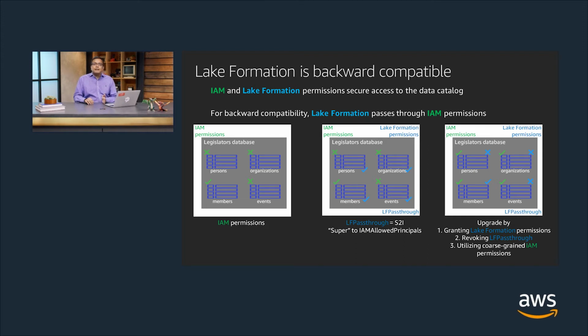If IAM authorizes access to a specific metadata object, then since IAM authorized access, the principal is already a member of IAM Allowed Principals. There's a Super permission associated with that particular principal, so only what IAM allowed access to is being passed through. You will upgrade to use Lake Formation permissions by first granting individual Lake Formation permissions, revoking the Lake Formation pass-through permission, and then setting up coarse-grained IAM permissions. We'll walk through an example of how all of this is set up and how you would actually do this later in this presentation.